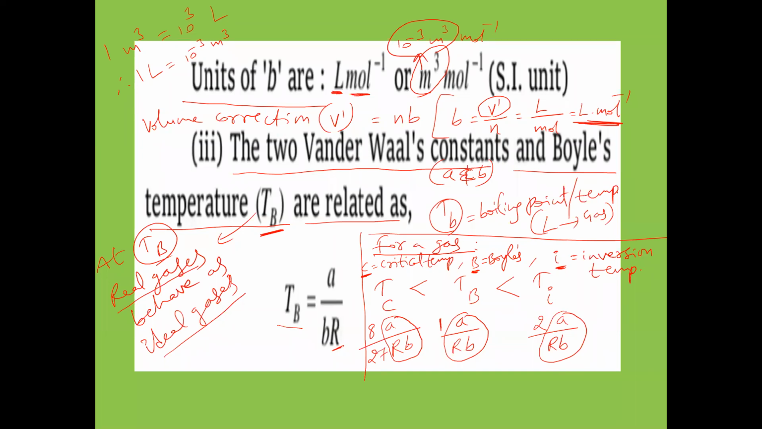So in terms of A and B, the formulas of critical temperature, Boyle's temperature and inversion temperature are given by: 8A by 27RB is the formula for TC, the critical temperature. A by RB is the formula for Boyle's temperature, and 2A by RB is the formula for inversion temperature. So these three formulae we have to remember. About the critical temperature and inversion temperature we are going to discuss in further classes. Up to this, clear now? Next.